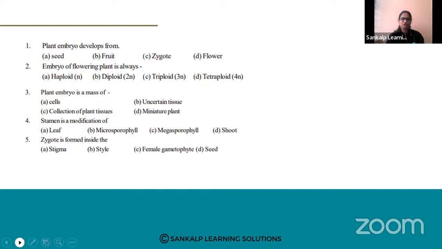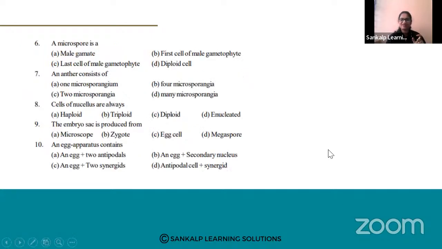The sixth question goes like this. A microspore is a very interesting question. A microspore is: option A, male gamete; option B, first cell of male gametophyte; option C, last cell of male gametophyte; option D, diploid cell. Most of you voted for option A and I guessed it. But your answer is wrong.